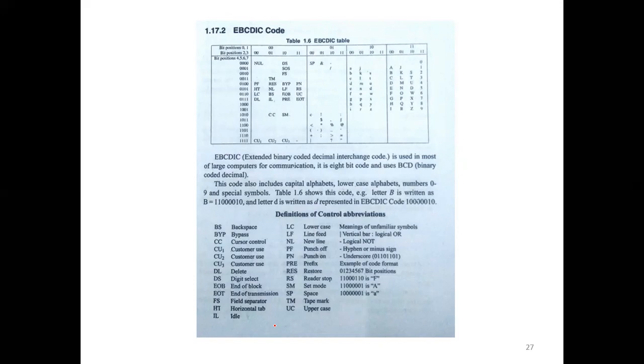Weighted code means each bit has some weight. Examples we saw were BCD 8421, 84-2-1, 2421, then 5421. These are examples of weighted codes. Non-weighted codes are XS3, gray, ASCII, and Extended Binary Coded Decimal Interchange Code. These are the non-weighted codes.